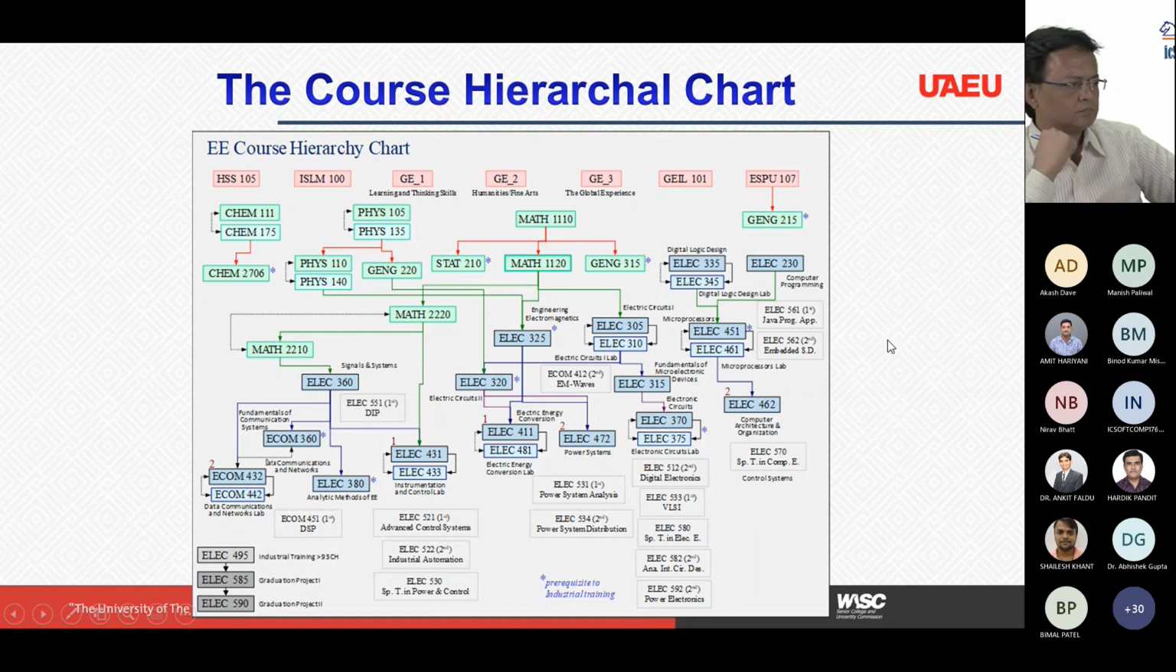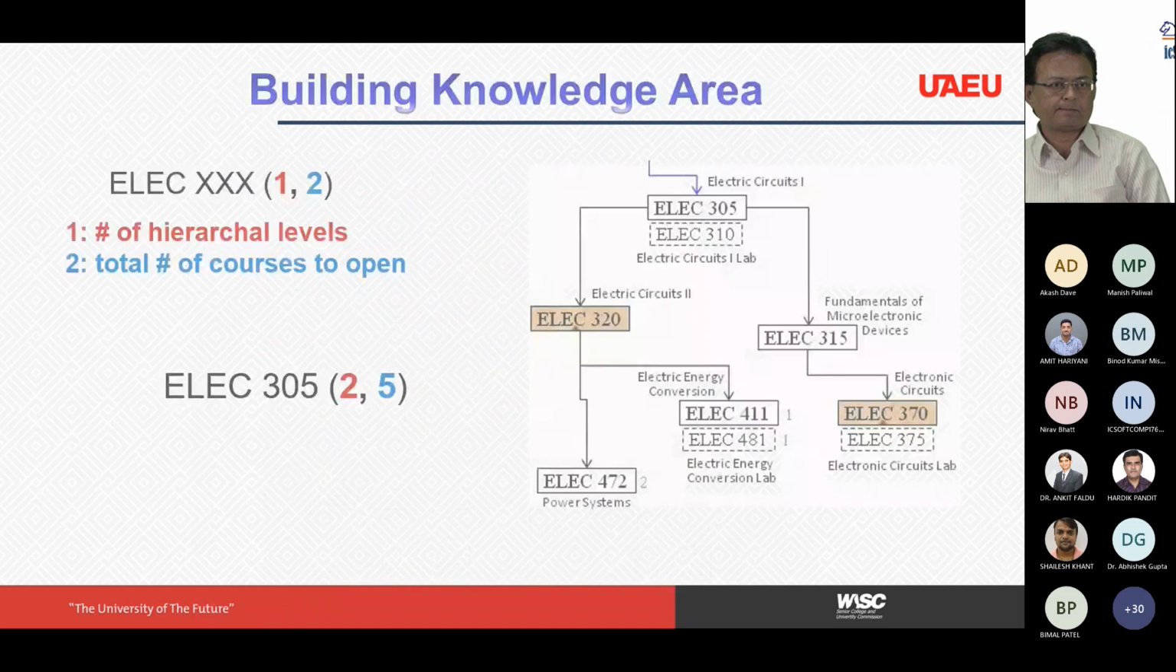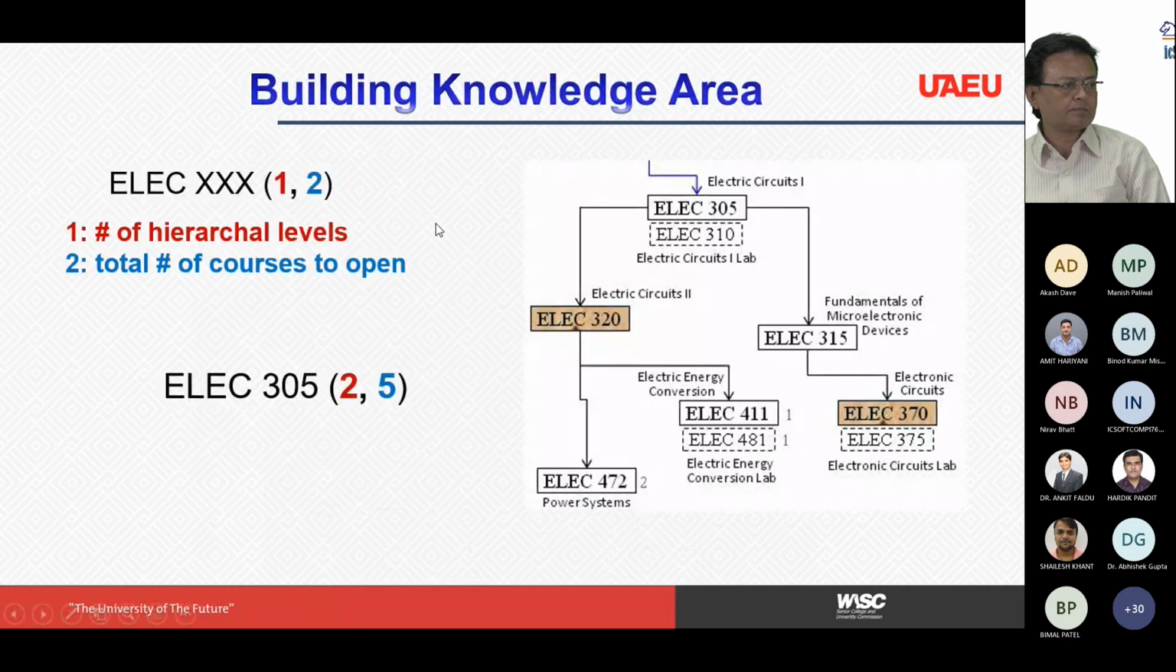The important thing about this chart is the hierarchy of courses and the number of courses opened, as well as the hierarchy levels. So for example, say Maths 1120, or say Physics 105, how many courses will it open in the hierarchy chart here? That's the idea of the charts.